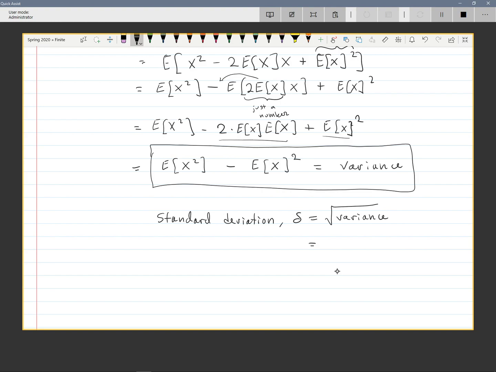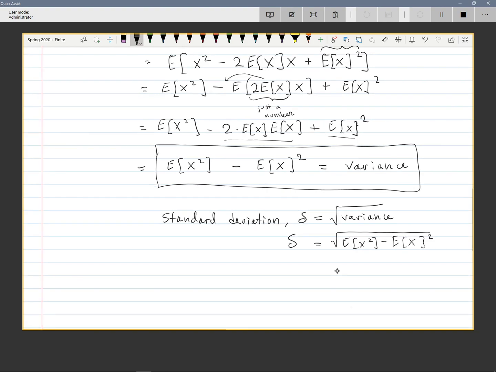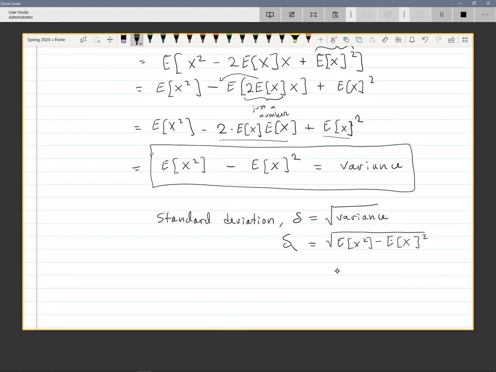So this equals the square root of the expected value of x squared minus the expected value of x, squared. So this equals sigma. If it's clear what probability distribution we're talking about, we can just leave it as sigma, or else we might have sigma sub x to say we're talking about the standard deviation of x. And this is a Greek letter, sigma. This is just the convention.